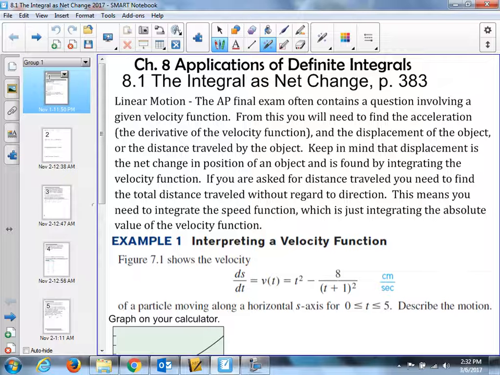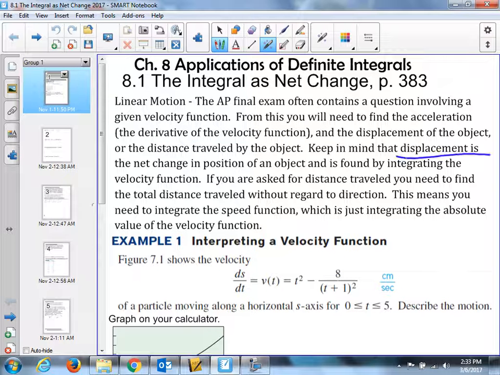From this, you will be able to find the acceleration. What's the acceleration of a given velocity? The derivative of the velocity function. And the displacement of the object, or the distance traveled by the object. They're sometimes different. People in physics know what I'm talking about, right?